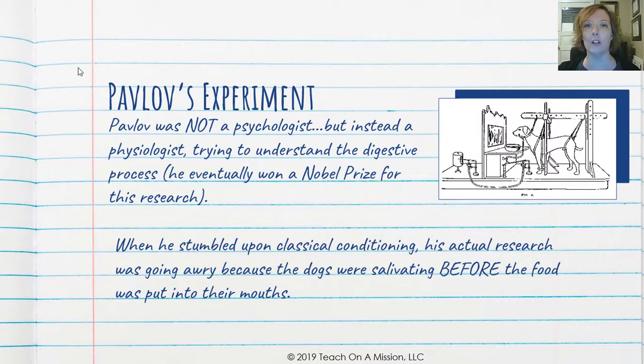In Pavlov's classic experiment, first of all, he wasn't a psychologist. Instead, he was a physiologist, and he was trying to understand the digestive process. He actually won a Nobel Prize for this research later on. But he stumbled across classical conditioning during his research. His actual research was going awry because the dogs were actually salivating before the food was put into their mouth. So this conundrum was kind of messing up his results.